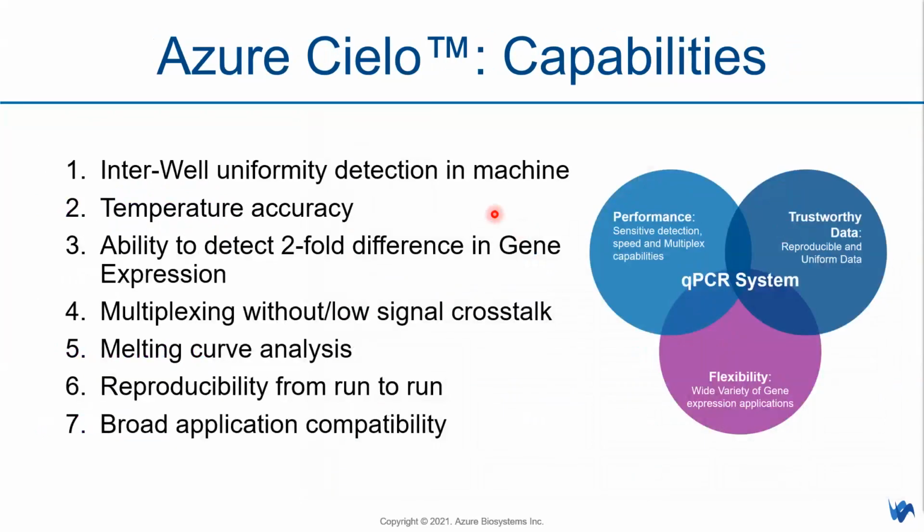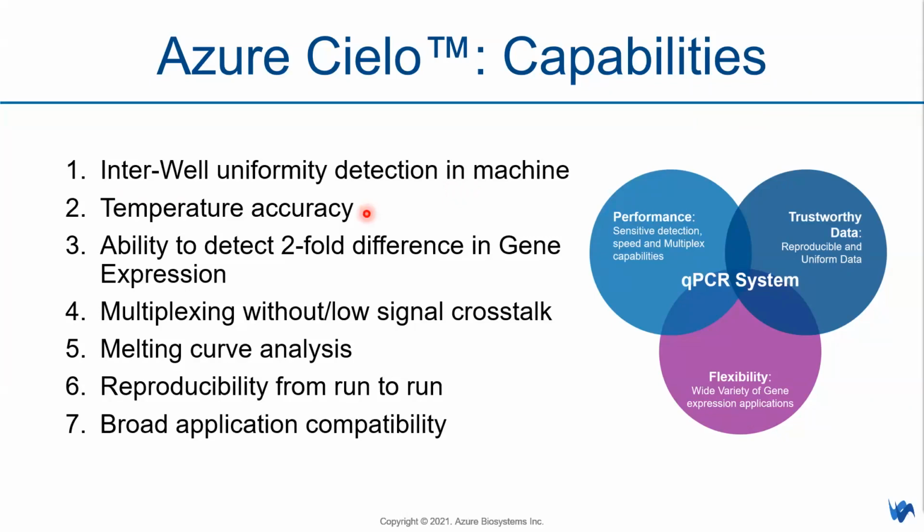The Azure Cielo Real-Time PCR machines have been consistently proven and validated for interwell uniformity across the entire 96-well plate. So the sample you put at the A1 well will not have different data than the sample you put in, let's say, the H10 well. The same interwell uniformity detection was also tested across different machines to ensure that there will not be any instrument-to-instrument differences.